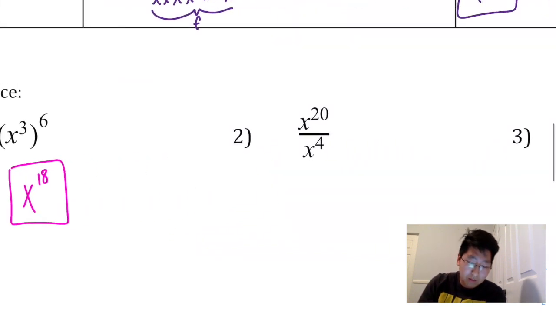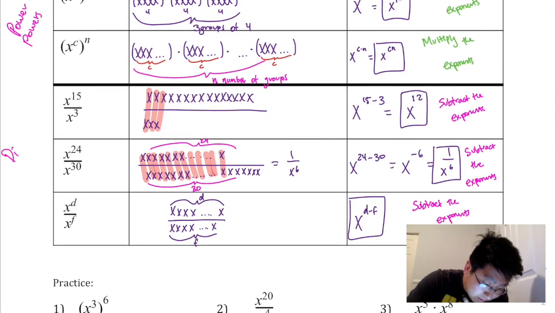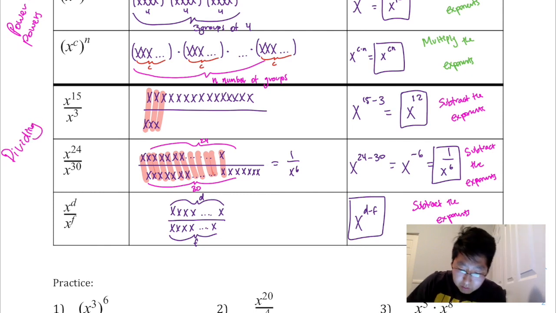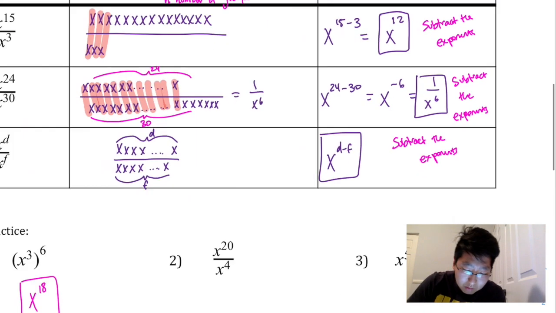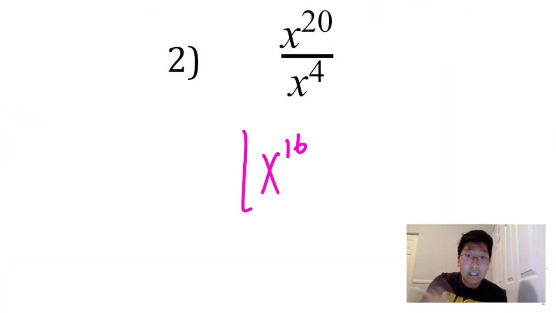Here, this one's dividing. So let's go up here and find our dividing. And what do we do? We subtract the exponents. So I'm going to take 20 and subtract 4. This is x to the 16th. Hopefully this is a lot easier for you.